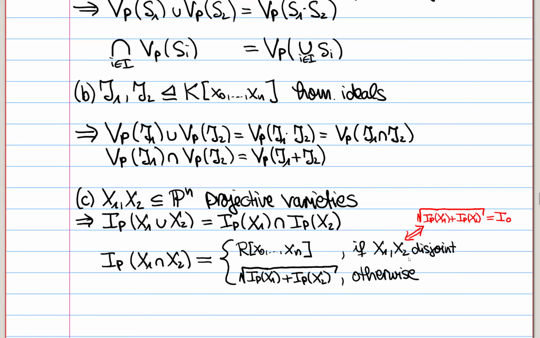And you can convince yourself that being disjoint is equivalent to the radical of their sum being the irrelevant ideal. So here this thing pops up again. And if that is not satisfied, and they're not disjoint, then the ideal of this intersection is just what you would hope, the radical of their sum. This now really finishes the basic properties of I_P and V_P.